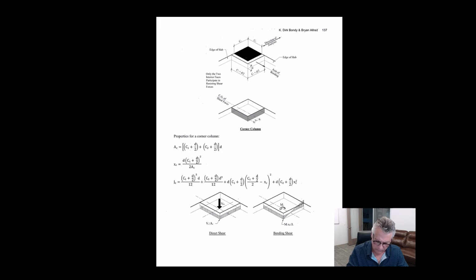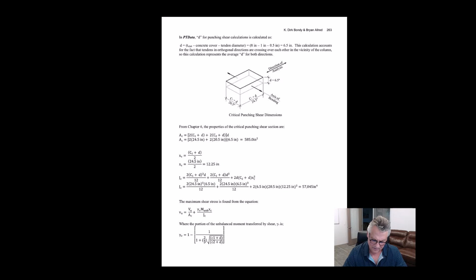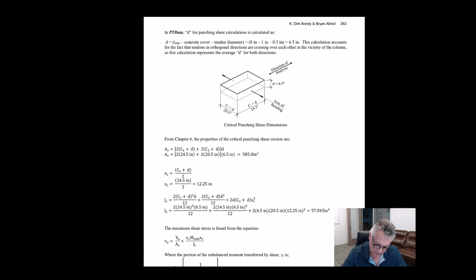So, anyway, you can go through and look at what corner columns do and see what you have to do there. They're not symmetric anymore, so you have a little bit of a strange stress distribution, but that's the point. Okay, so now back to our example. We are bending about this axis, and this is our direction of analysis.